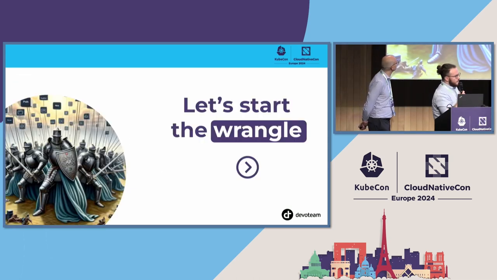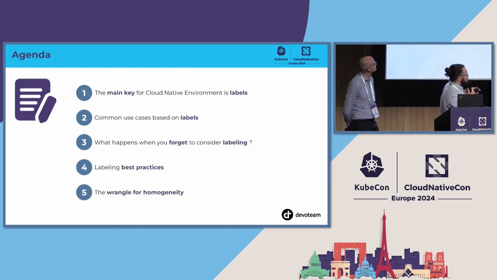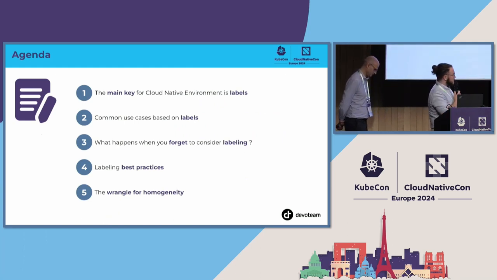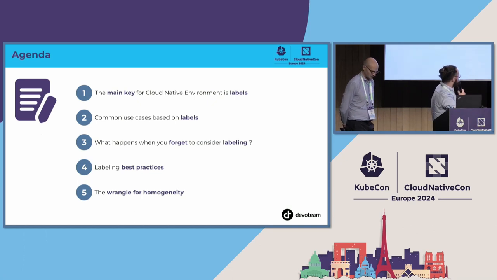So let's start the wrangle. This presentation is decomposed in 5 steps. The first one will be to define what is a label, what is not a label. It's the main key for cloud native environment: labels. Then Carl will present you the common use case based on label and what happens when you forget to consider labeling. And then I will take back and present you the labeling best practices and the wrangle for homogeneity.